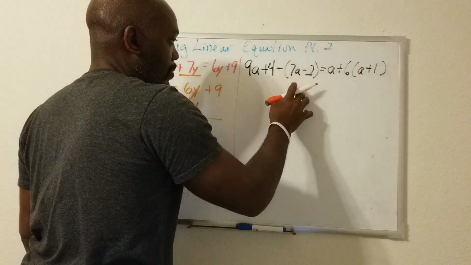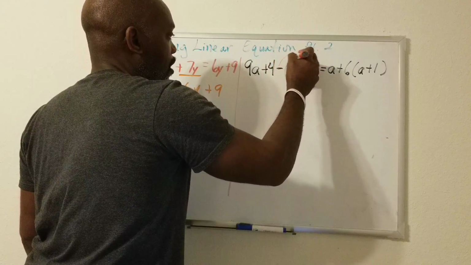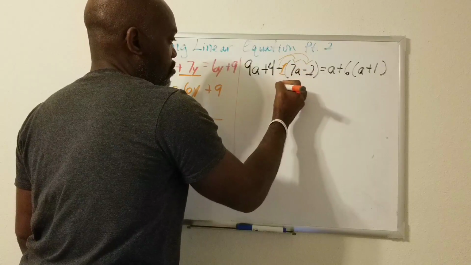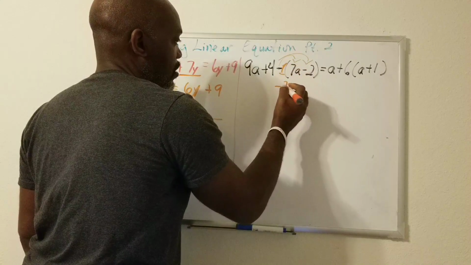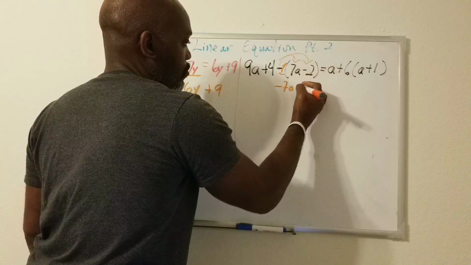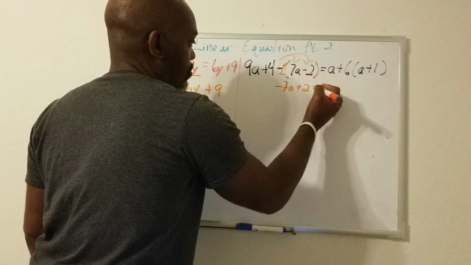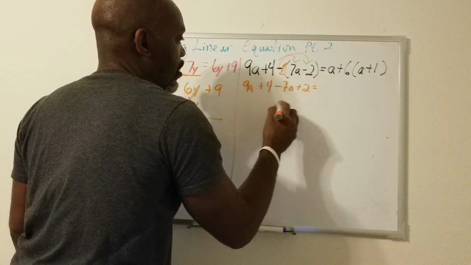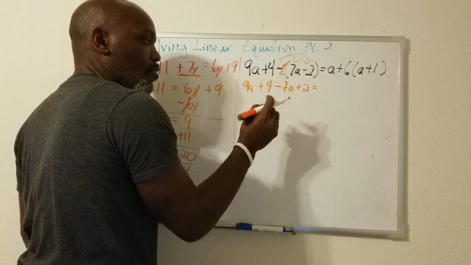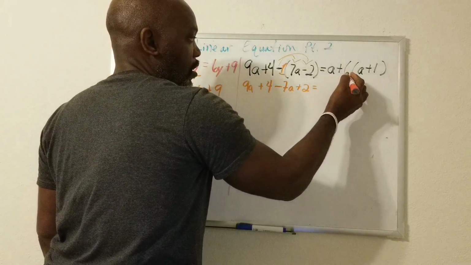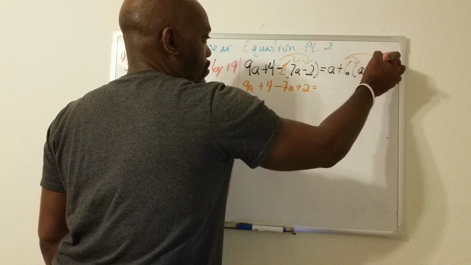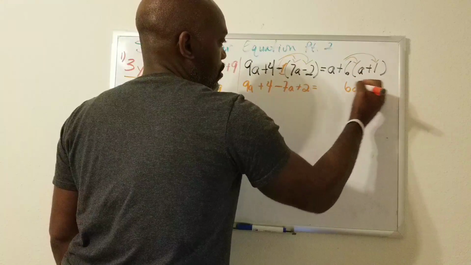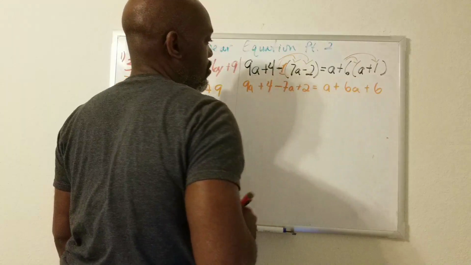Then we're going to multiply, right? So we're going to multiply this negative 1 to 7a. So that gives us negative 7a. Negative 1 times negative 2, that's a positive 2. So we're left with 9a. Then we're here. Hopefully it's not too small. Please zoom in if you need to. Then here we're distributing, multiplying as well. We have 6a plus 6. And then that's a plus 6.